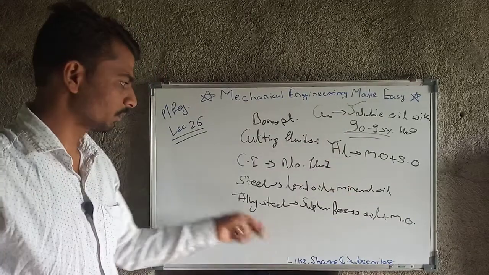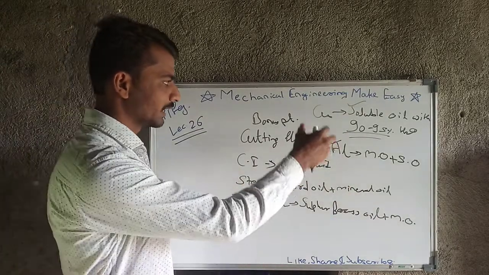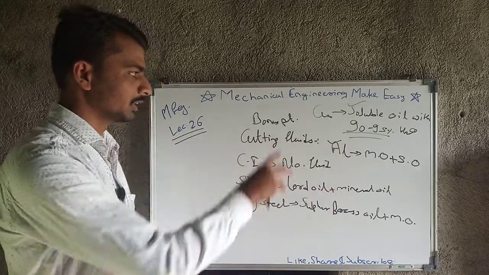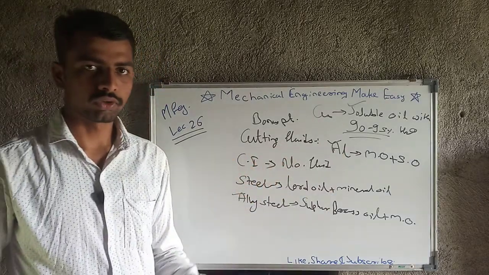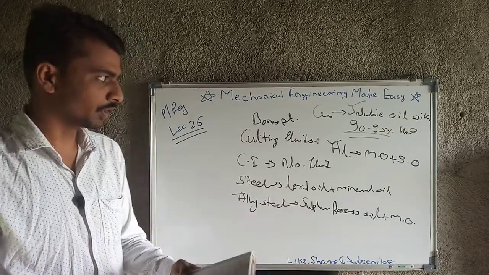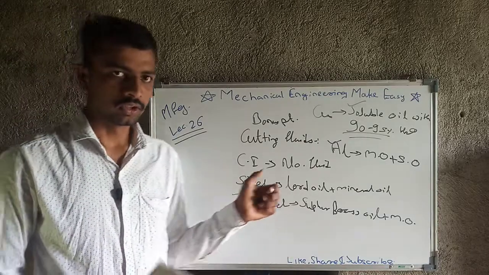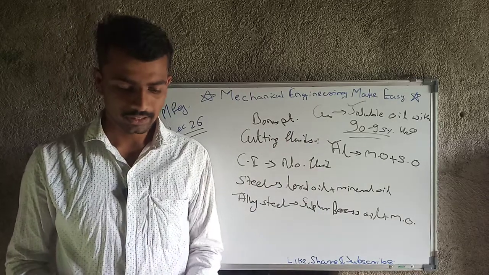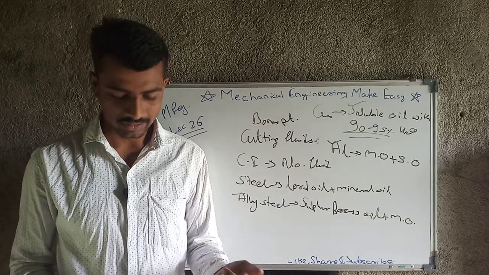So these are a number of fluids. I have only taken some important ones like cast iron, steel, alloy steel, copper and aluminum. These are the 5 materials that we commonly use. That's why I have taken only these materials into consideration. So this is what I have designed for today's lecture, and in the next lecture I will come up with cutting tool materials and so on.